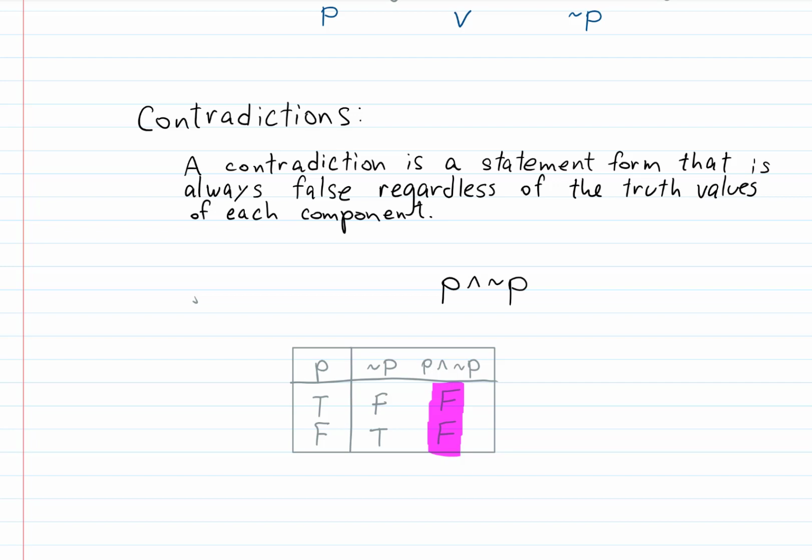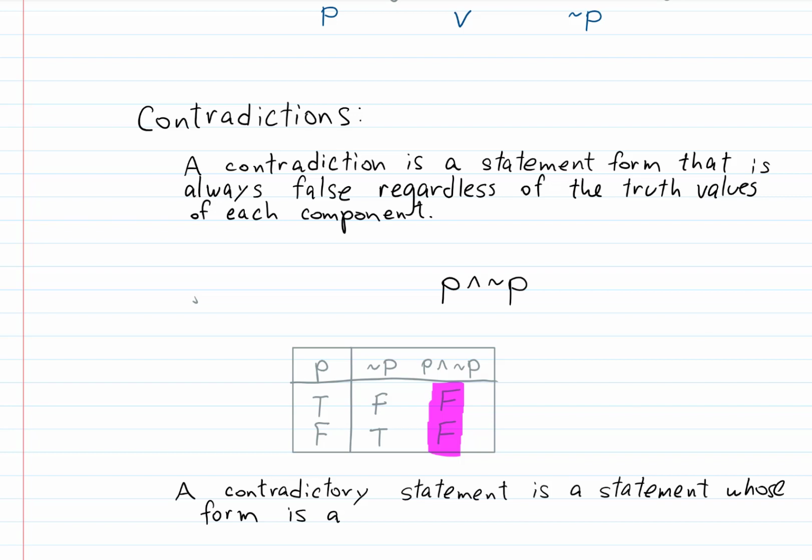So that statement form is called a contradiction. Okay, and then a statement whose form is a contradiction is called a contradictory statement. A contradictory statement is a statement whose form is a contradiction.